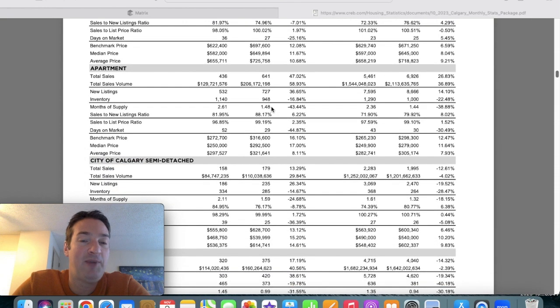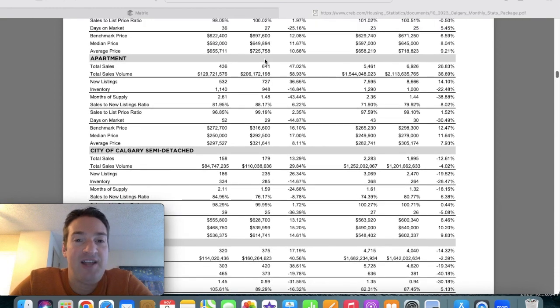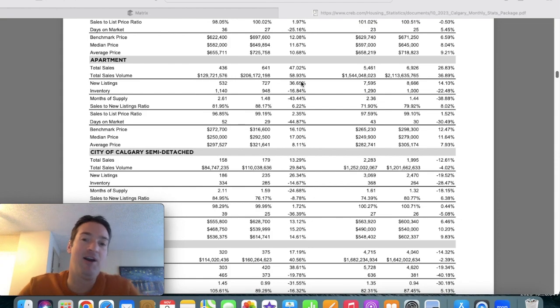And we'll go into the apartment sector. This is a very active sector right now. Total sales up 47% year over year. So a huge increase to 641 sales. New listings, 727, up 36% over last year. Actually quite a big increase, but this could be like condo developments coming online and stuff like that.